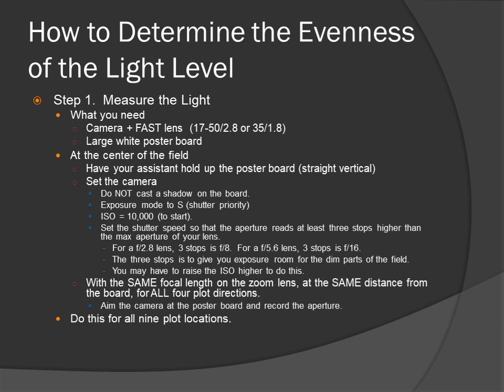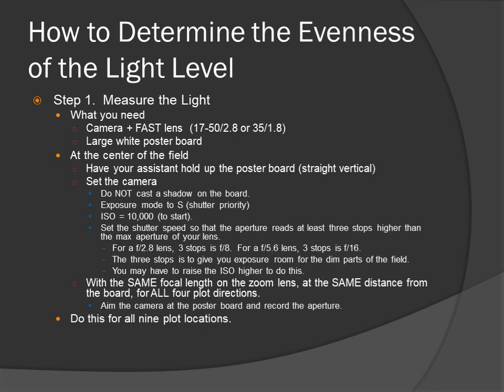Go to the center of the field. Have your assistant hold up the poster board, straight vertical, not tilted. Set the camera. Do not cast a shadow on the board. Exposure mode S, shutter priority, ISO 10,000 to start with. Set the shutter speed so that the aperture reads at least 3 stops higher than the max aperture of your lens. For example, for a 2.8 lens, 3 stops is f8.